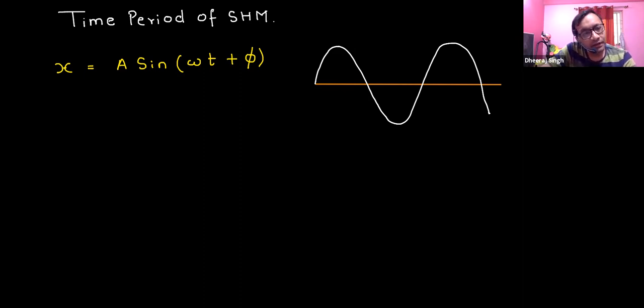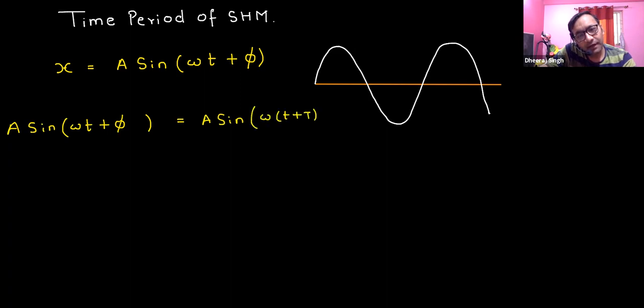I'll give you a hint. So suppose time period is capital T. So can I write it like this? A sine of omega t plus phi is equal to A sine of omega into t plus capital T, plus phi. Can I write it like this, everyone? After time capital T, it will get repeated. So I'll add capital T to small t, then the same thing should happen again. All of you agree?